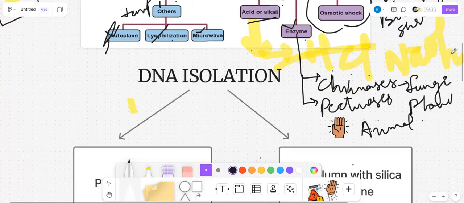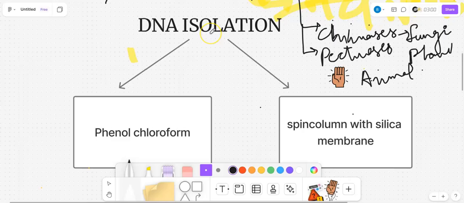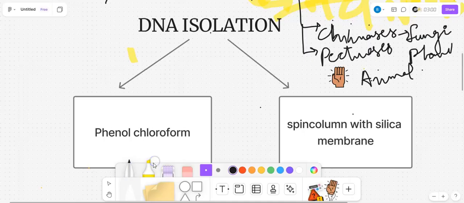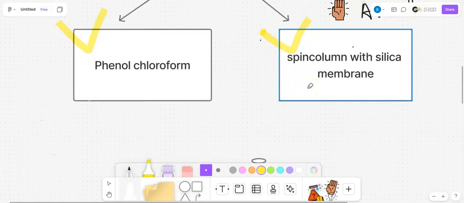అలా, these are the basic methods and DNA isolation ఎలా చేస్తాం? నా సెల్ ని బ్రేక్ చేస్తాను, and DNA ఎలా ఐసోలేట్ అవుతుంది అన్న thing. So DNA isolation can be done by two methods: one is the phenol chloroform method, the other is the spin column with silica method.